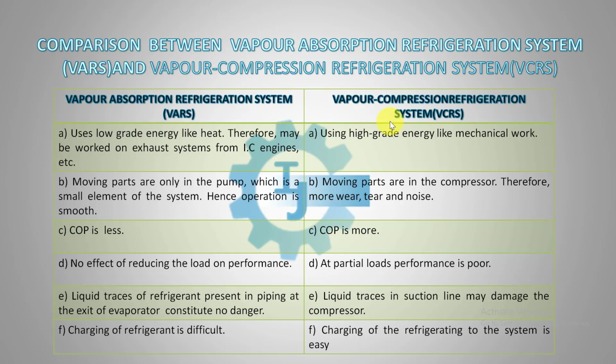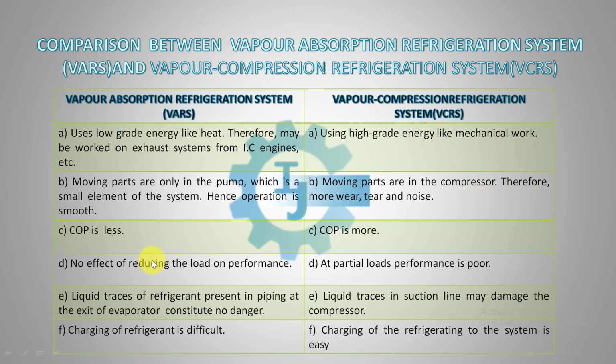Now we have to know the difference or comparison between a vapor absorption refrigeration system and a vapor compression refrigeration system. First, in case of the vapor absorption refrigeration system, we use low grade energy like heat. Therefore, it may be worked on the exhaust of an IC engine, etc. In case of the vapor compression refrigeration system, we use high grade energy, that is mechanical work. In case of the vapor absorption system, the only moving part is the pump, so the operation is smooth. But in case of the vapor compression system, the moving part is the compressor, so there is more wear, tear and noise.